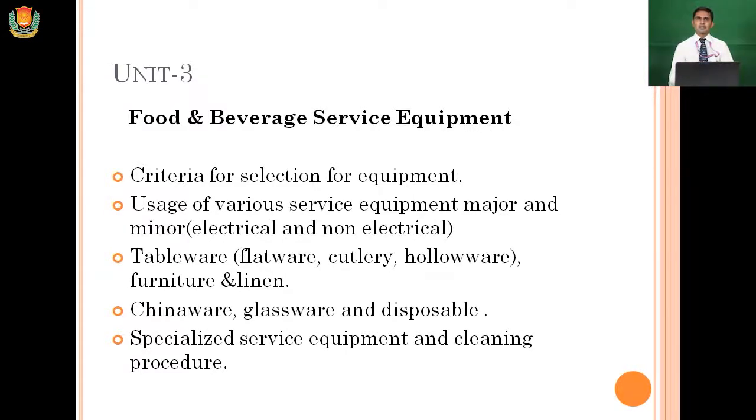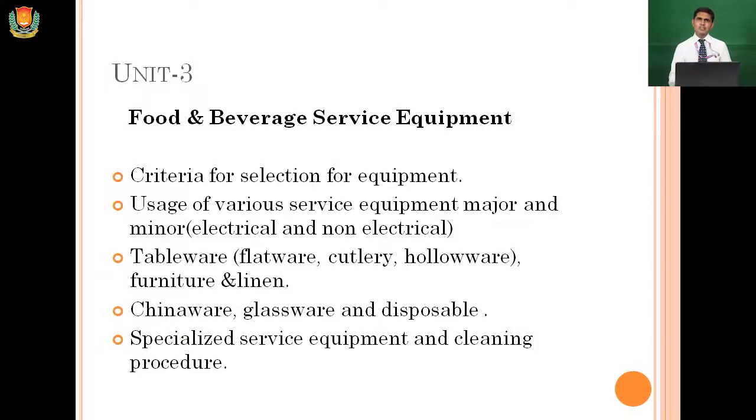Classification of catering departments. Classification means what types of catering departments are there, what different outlets, where they work, what is the role of catering departments. The different catering department roles in different areas, like in the transport industry, in the institutional industry, or in airlines. So we cover all these things in the first unit.